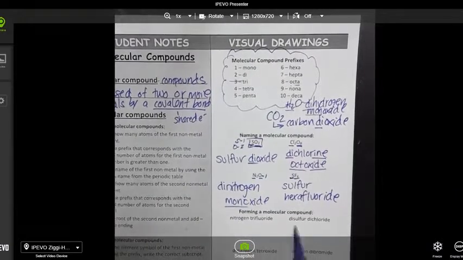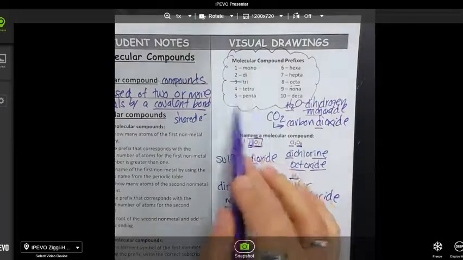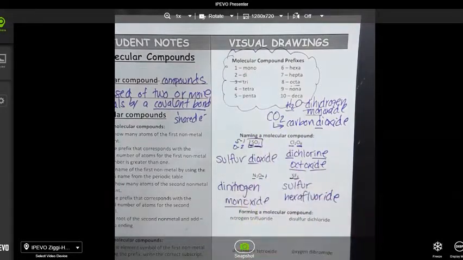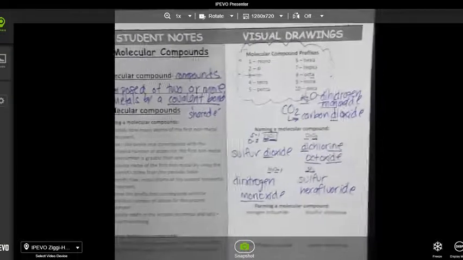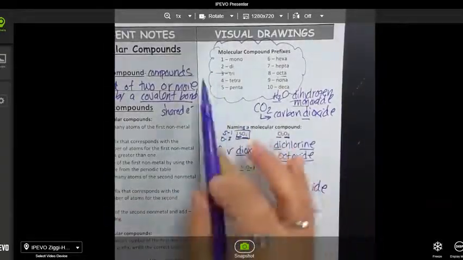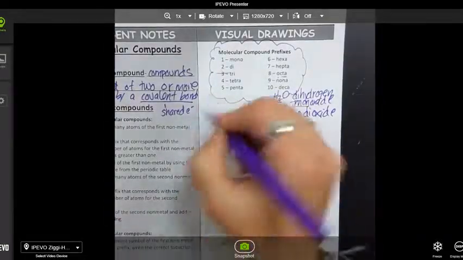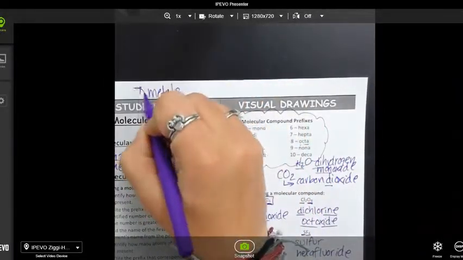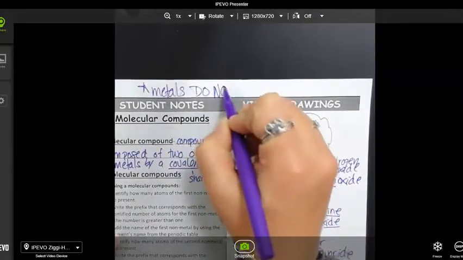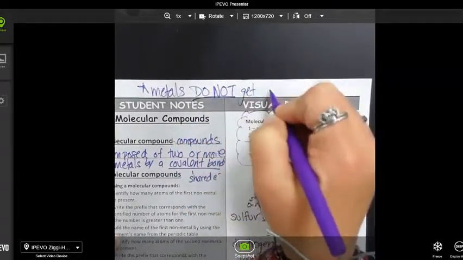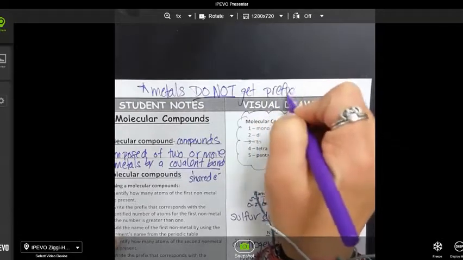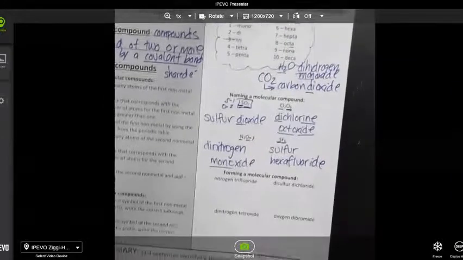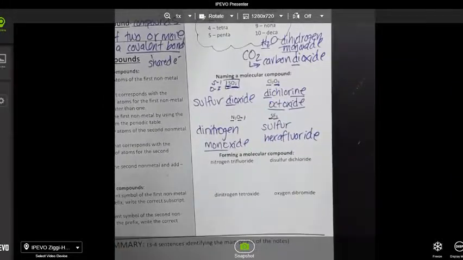Now, you only use prefixes for 2 nonmetals. So if there is a metal in a compound, you do not use prefixes, okay? A lot of times we take what we learned before and we throw it completely out the window and start adding prefixes to things that are metals. Metals, I'm going to add this up here. Metals do not get prefixes. If there is a metal, do not add prefixes whatsoever to that compound. You use what we've learned before to help you name.